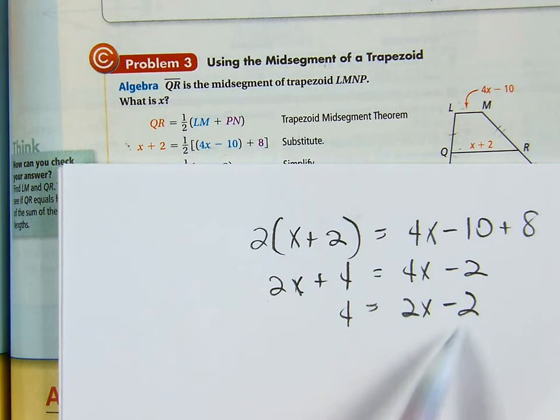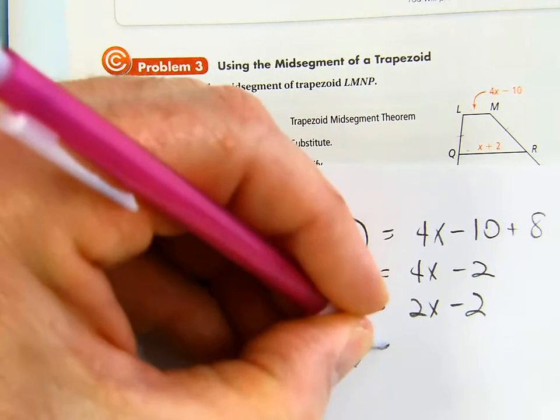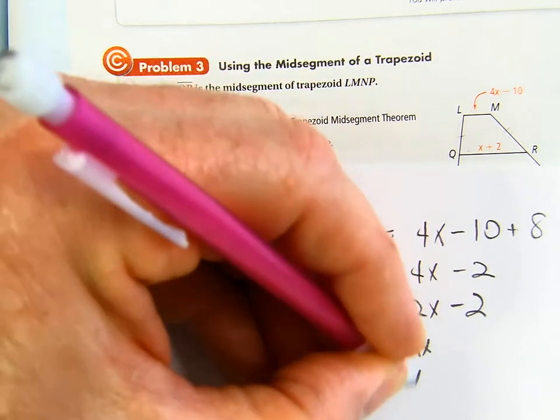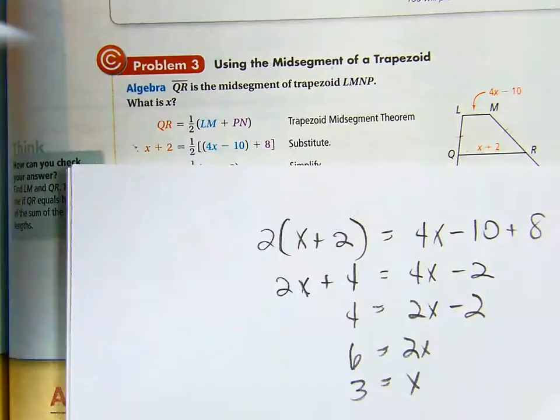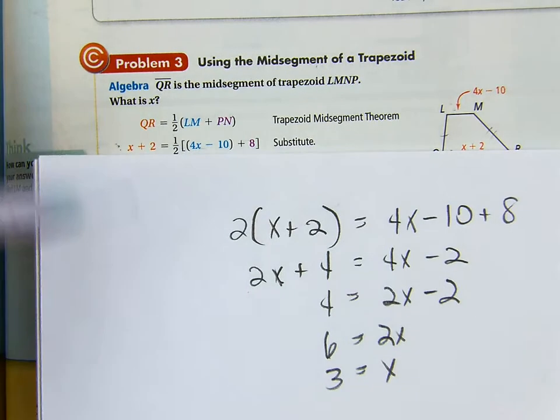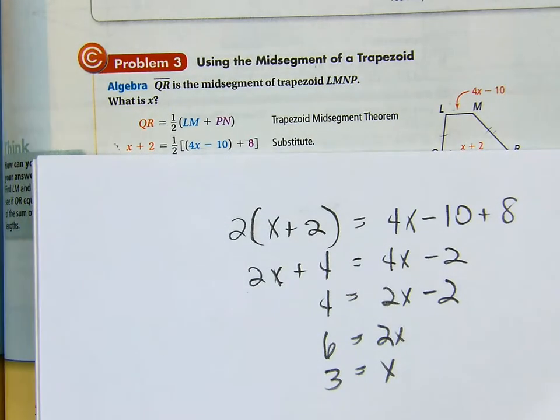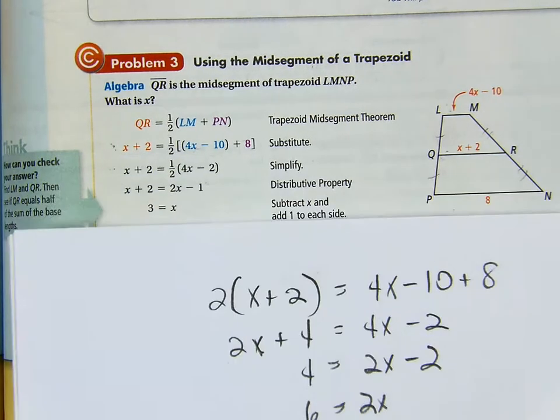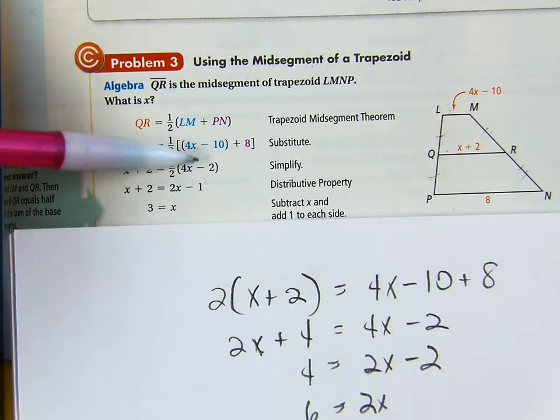And then we'll add the 2, and I get 6 equals 2x, and divide by 2, x is equal to 3. So see, I got the same answer. It was the same answer, but this was much easier because you don't have to worry about taking half of something. Okay, for instance, if that would have been a 5x minus 2, then you got a whole another problem.